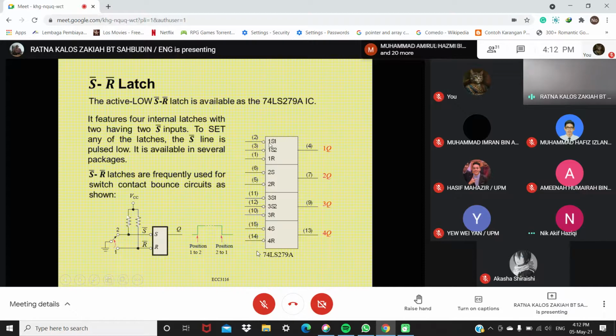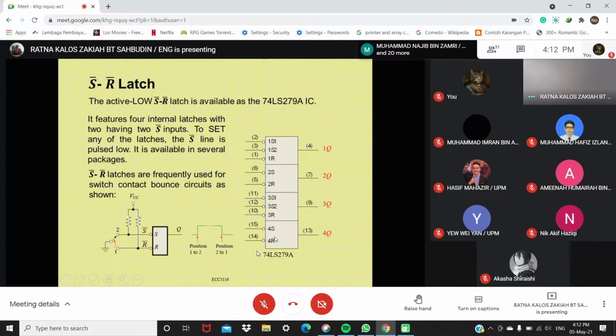Okay, you have here 1. This is S1, S2, and then you have R here, and so on. Here S1, S2, O3. Okay, let's see here. It has 4 internal latches. So here 1, 2, 3, and 4.